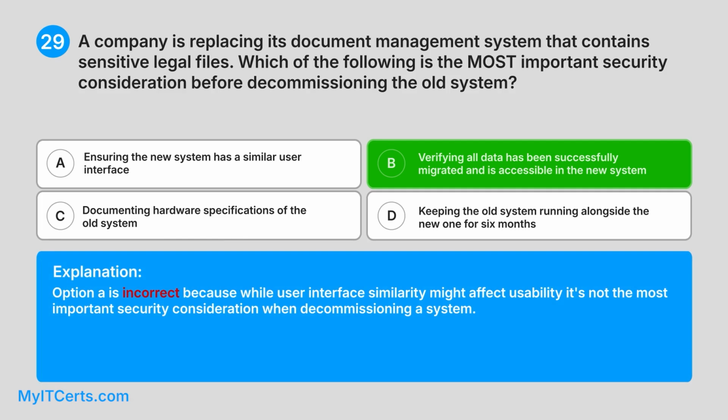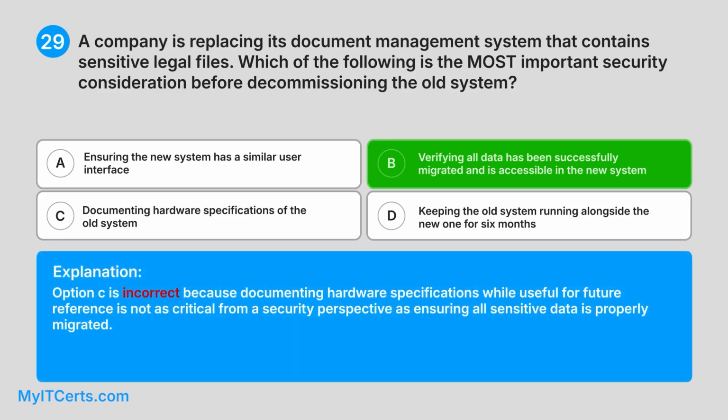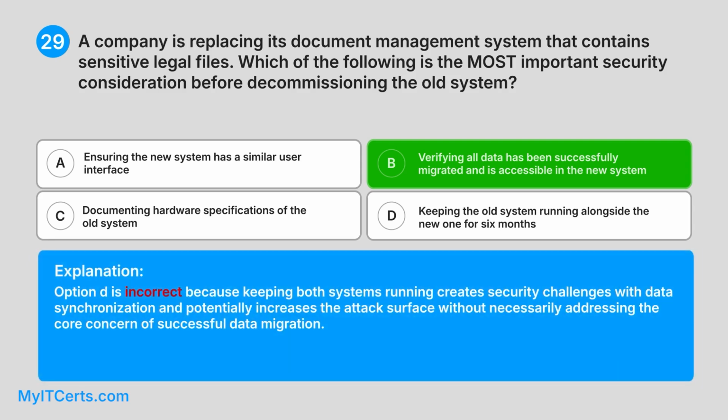Option A is incorrect because while user interface similarity might affect usability, it's not the most important security consideration when decommissioning a system. Option C is incorrect because documenting hardware specifications, while useful for future reference, is not as critical from a security perspective as ensuring all sensitive data is properly migrated. Option D is incorrect because keeping both systems running creates security challenges with data synchronization and potentially increases the attack surface without necessarily addressing the core concern of successful data migration.